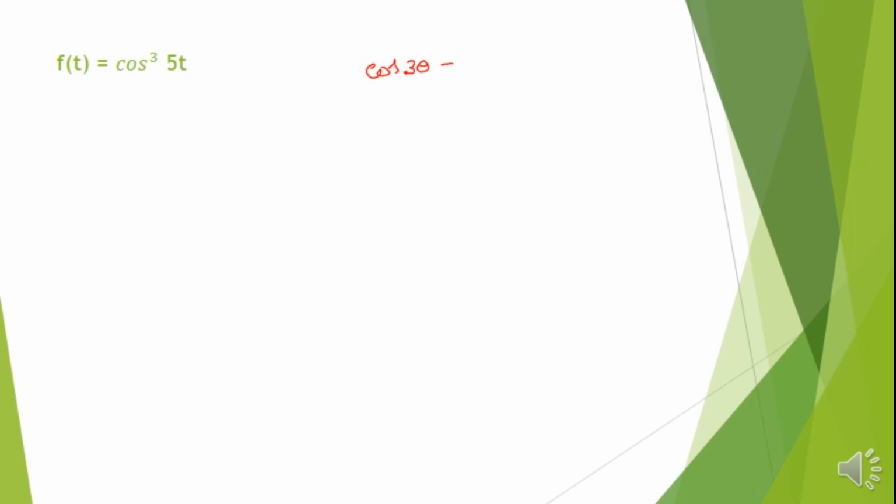cos 3 theta is equal to, we have the formula, 4 cos cube theta minus 3 cos theta. Now from this, what is cos cube theta equal to? From this, cos cube theta is equal to cos 3 theta plus 3 cos theta, divided by 4. So now this cos cube theta is transformed into a sum of trigonometric terms.